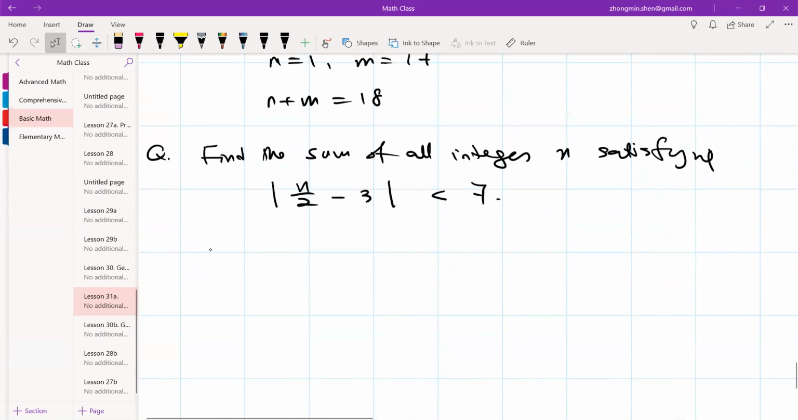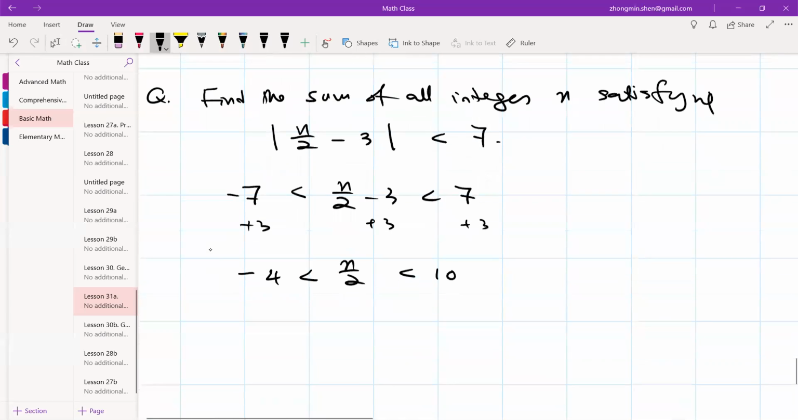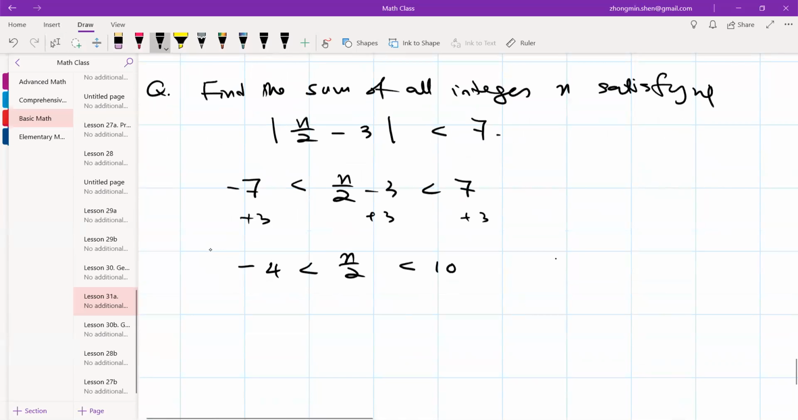It's called solving inequality. If the absolute value of something is less than 7, then this number is always between -7 and +7. The best way to solve the problem, you can add 3 to both sides. So you get -4 less than n over 2 less than 10. Then you multiply by 2 on both sides. It's going to be -8 less than n less than 20.